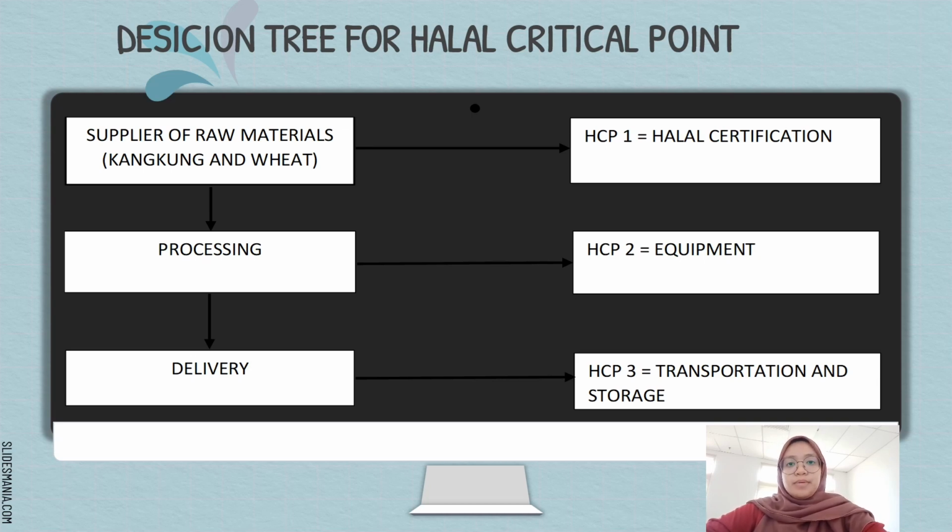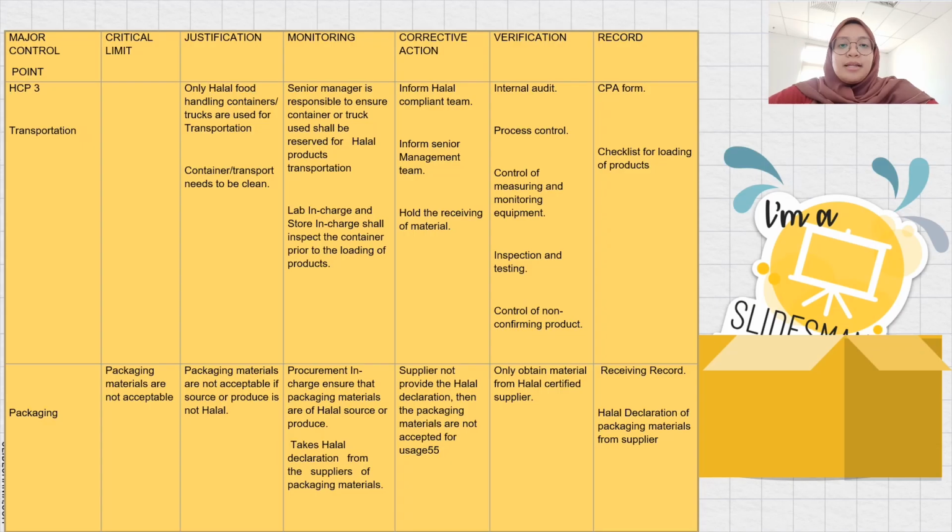There are 3 HCPs that will be conducted from the decision tree. First, identification of HCP is halal certification during the supply of raw materials. The next HCP is identified during the processing steps, which is the equipment used during the production, and the last HCP is on transportation and packaging during the delivery process. Now is the last halal control point of transportation and packaging.